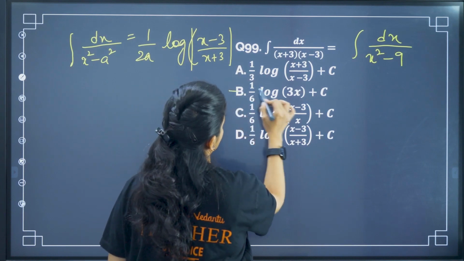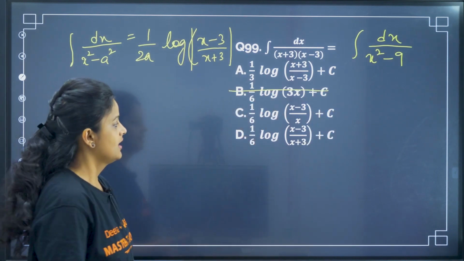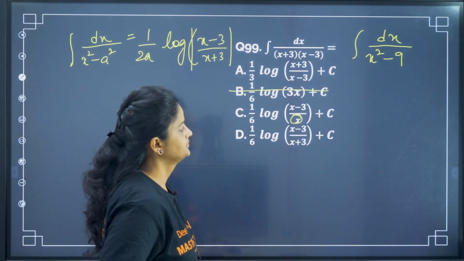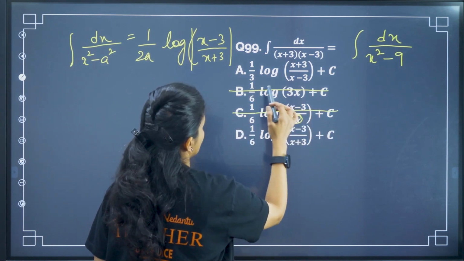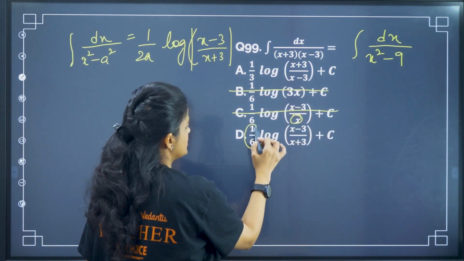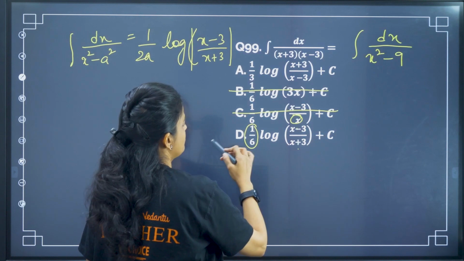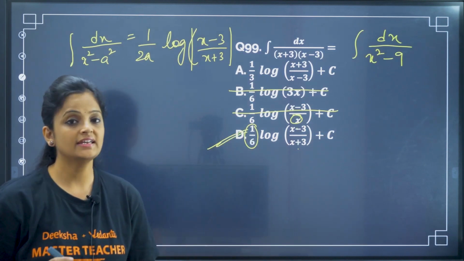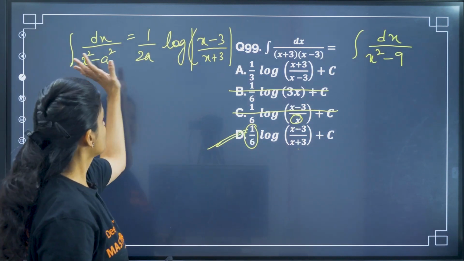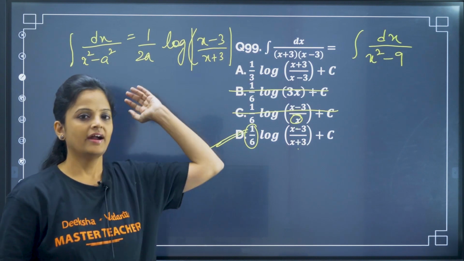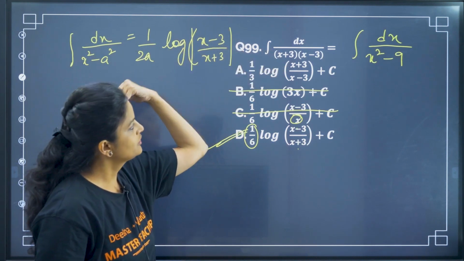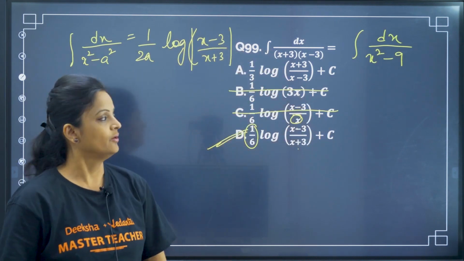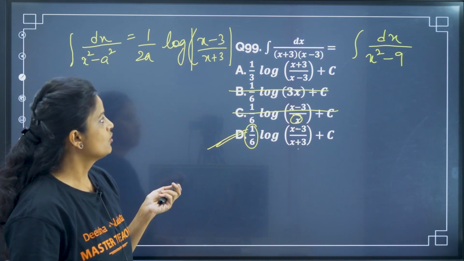This one you rule out; this won't be the answer. And see the denominator here, that won't be the answer. So we have 6 only in option D and the terms are properly written. So option D is the answer. This also you should remember, and there is no need to write that. Without writing, you can just tick this question. Okay. Let's move on.